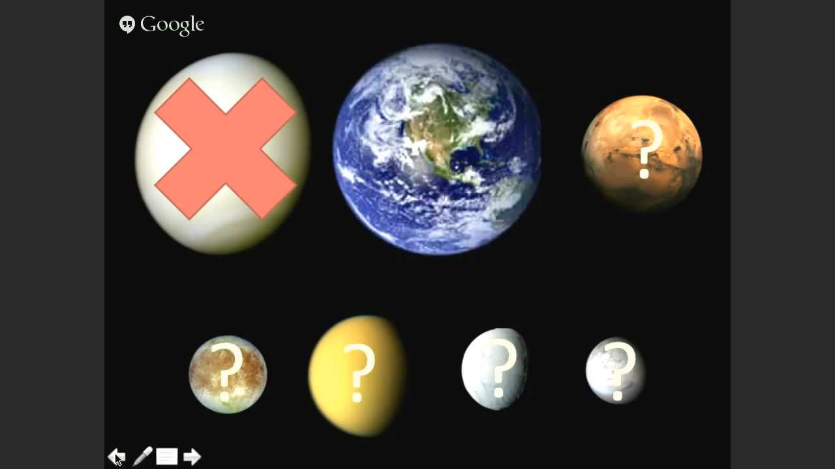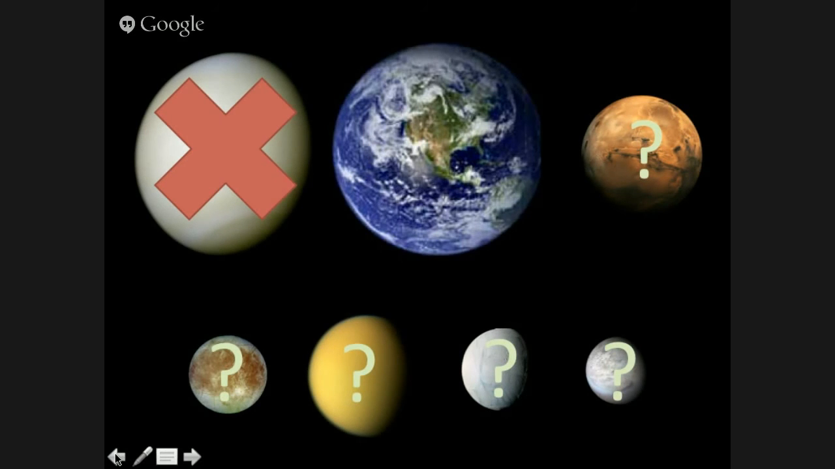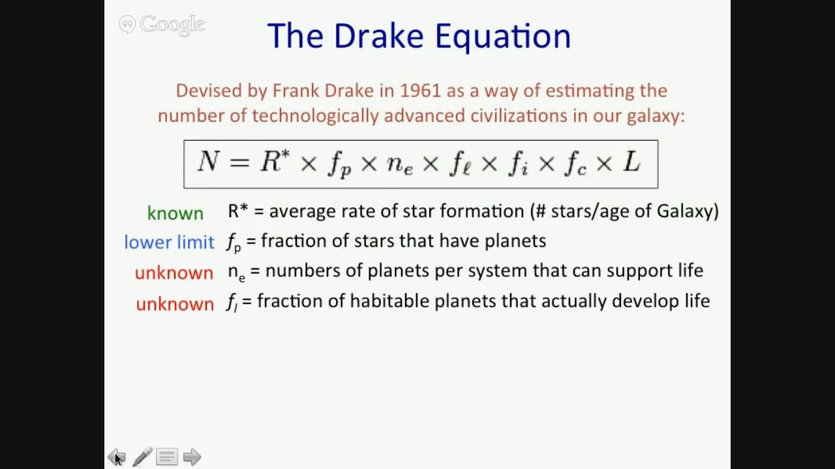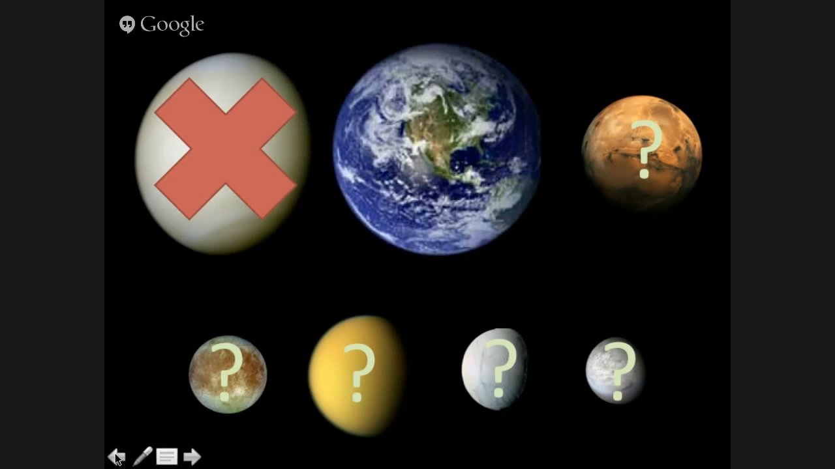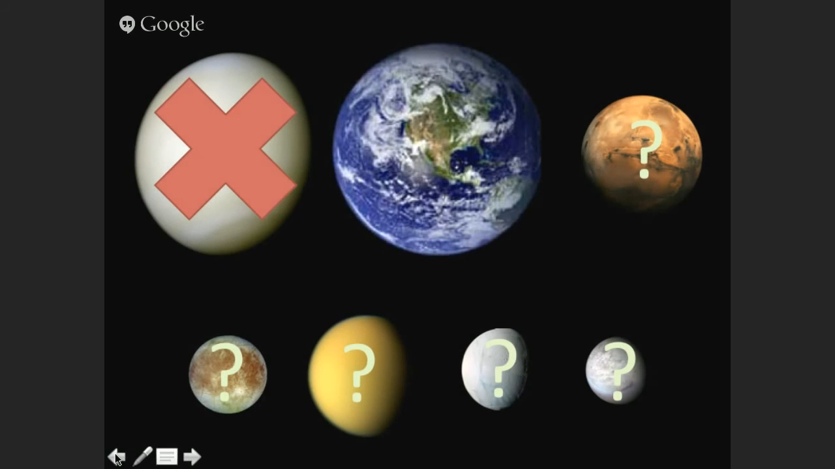You know, it could be all of them, it could be a significant fraction, or it could be one, like the Earth. We don't even know that in the solar system yet. But that's an unknown number. What fraction of these habitable planets can actually develop life? Again, we only know one for sure, and we don't know about the rest, right? These are still questions. No idea.